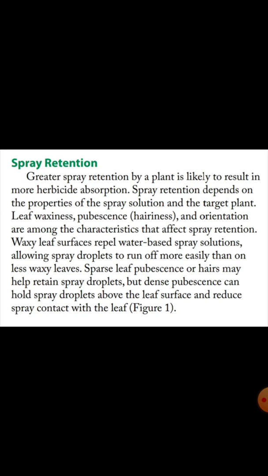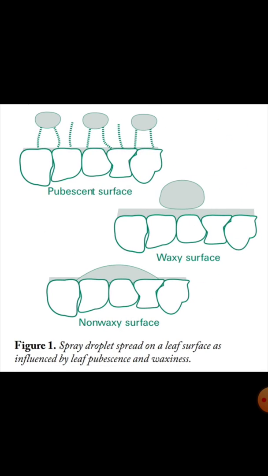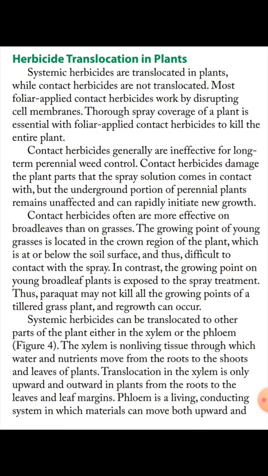So depending upon the different leaf surfaces, waxiness, pubescence, that is hairiness, and orientation are among the characteristics that affect spray retention. In the next diagram you have seen what types of leaf surface retain, or prevent, the spray droplet from being absorbed over the plant surface.